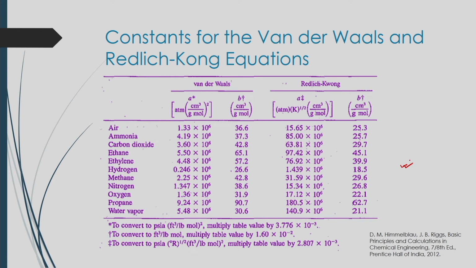Now the constants for the van der Waals and Redlich-Kwong equations are given here in this table for different gases, that means the A value and B value. So you can take the A and B values directly from this table without calculating them from the correlations. After getting A and B, if you put them in the respective van der Waals equation or Redlich-Kwong equation, then you can easily calculate the pressure or volume.